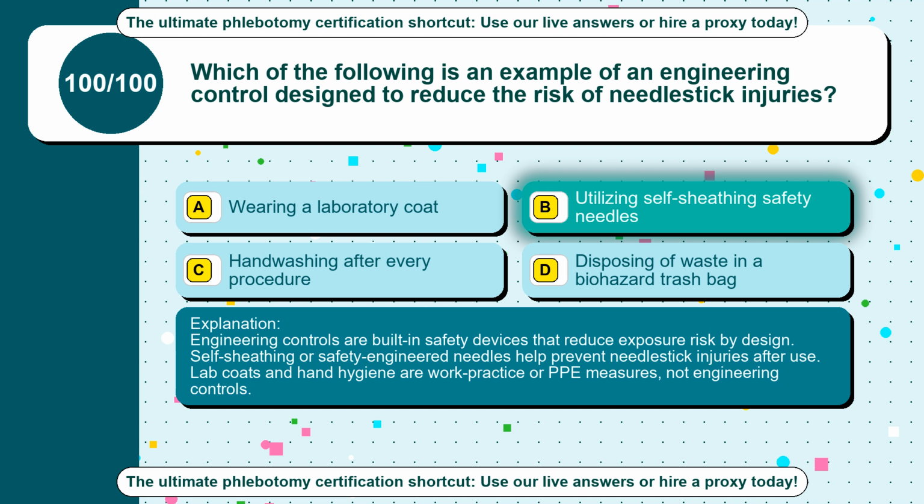Engineering controls are built-in safety devices that reduce exposure risk by design. Self-sheathing or safety-engineered needles help prevent needle stick injuries after use. Lab coats and hand hygiene are work practice or PPE measures, not engineering controls.